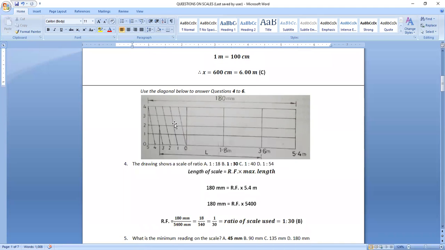Then we come to this problem here. Here we have that we have to use the diagonal scale below, diagonal scale.